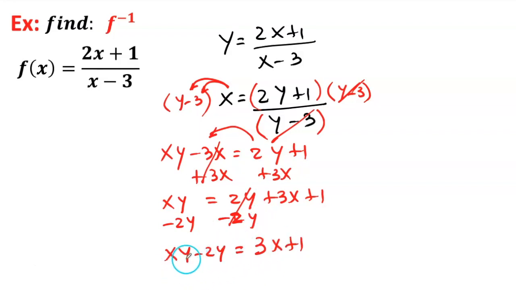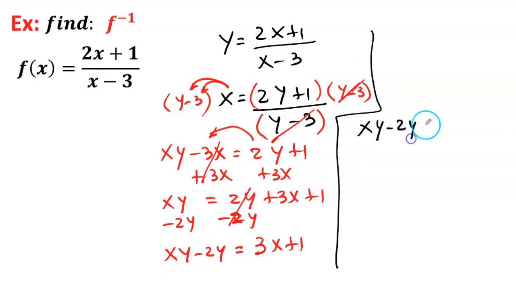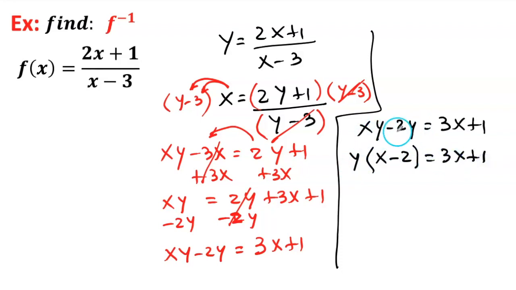Here comes the trick. I see that I have y here, so we take a common factor. Let's bring this over here. xy minus 2y equals 3x plus 1. I have y here and y there. I take y as a common factor. xy divided by y gives me x. 2y divided by y gives me 2. Equals 3x plus 1. If you notice, by doing this little trick, now I only have one y.